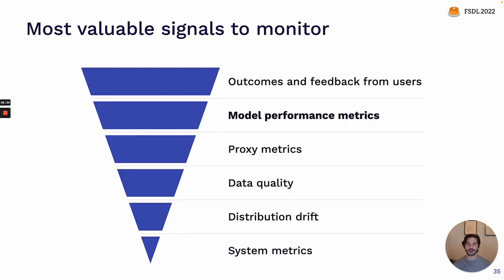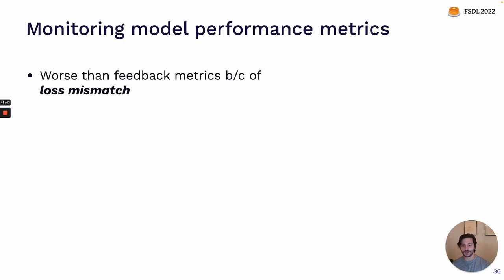lecture. The next most valuable signal to look at, if you can get it, is model performance metrics. These are your offline model metrics, things like accuracy. The reason why this is less useful than user feedback is because of loss mismatch.